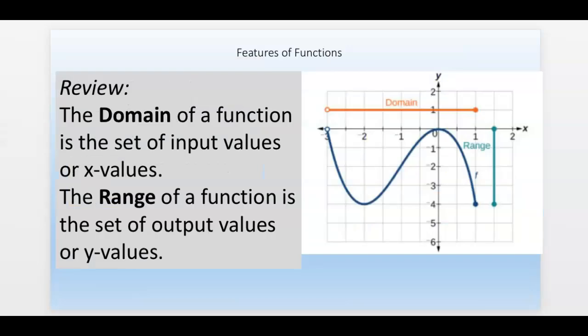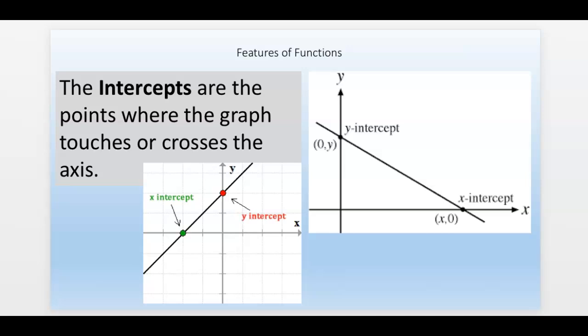Again, to review, the domain of the function is the set of input values, or the x values. The range is the set of output values, or the y values. The intercepts are the points where the graph crosses or touches the axis. Okay, the x or the y axis. Those are considered the intercepts, okay?